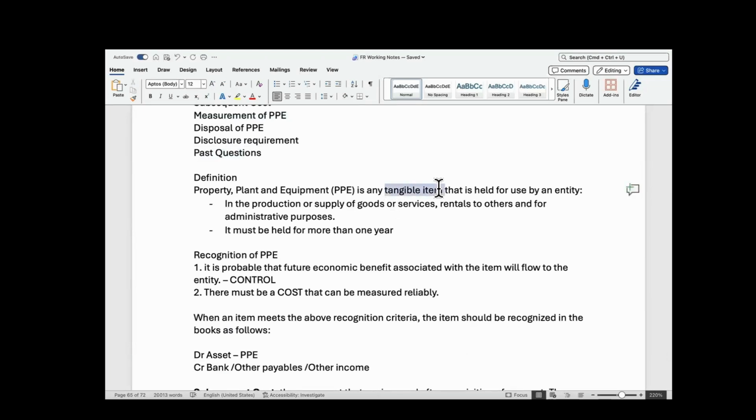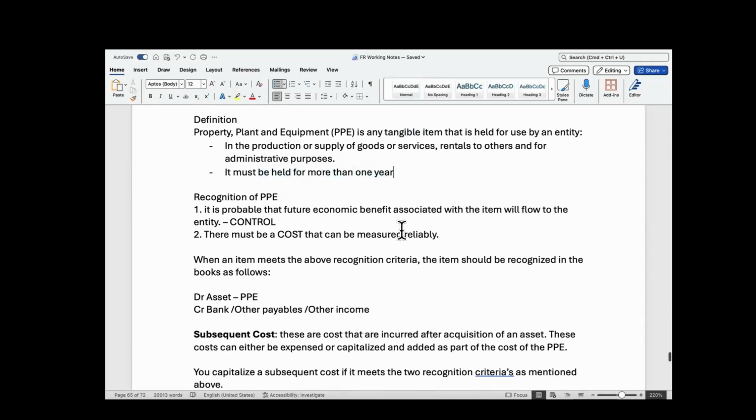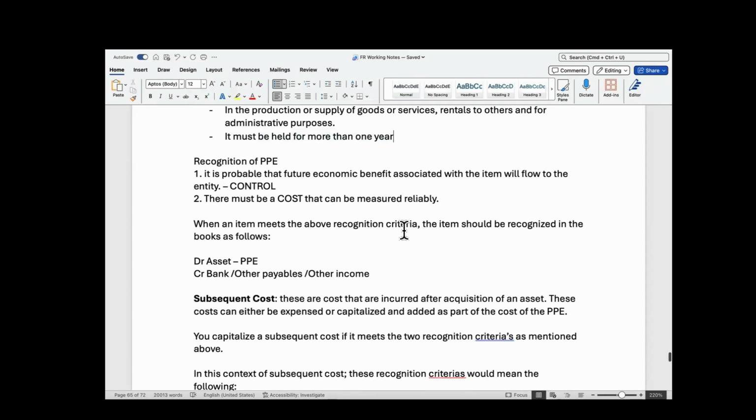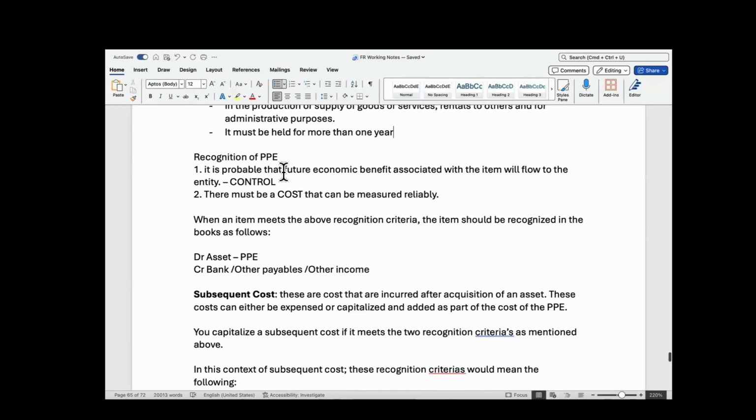The major highlight here was the tangibility. What makes PPE is the fact that it's tangible, any tangible item really can be PPE, provided that you're actually using it. And the usage here is production, supply, rentals, or for admin, and you are using it for more than 1 year, right? And yes, if it meets the definition, recognize it in your books. If it will generate future economic benefit and it's going to flow to you, meaning control, that's control. And it has a cost that can be measured reliably.